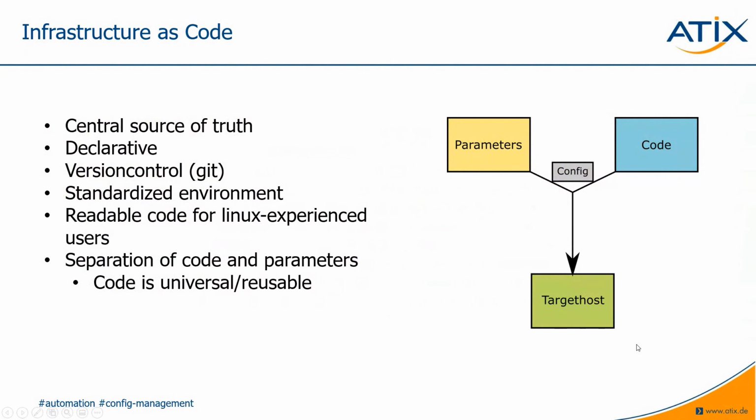So infrastructure as code means I have one central source of truth. This is usually some kind of version control, which is usually Git. And in this case, I want to have a declarative solution. So as I said before, I want to describe the state I want to have my servers or my machines in. I want to describe how it should look like in the end, and then there should be some code which magically takes care of everything.